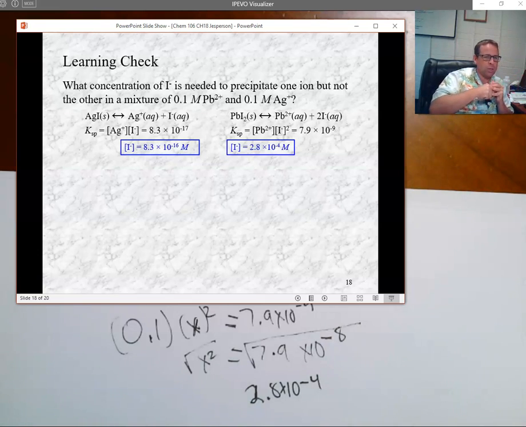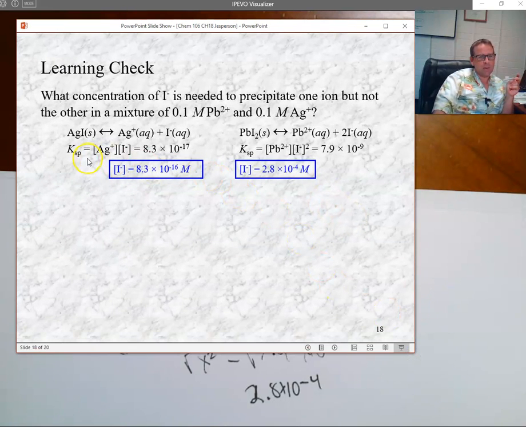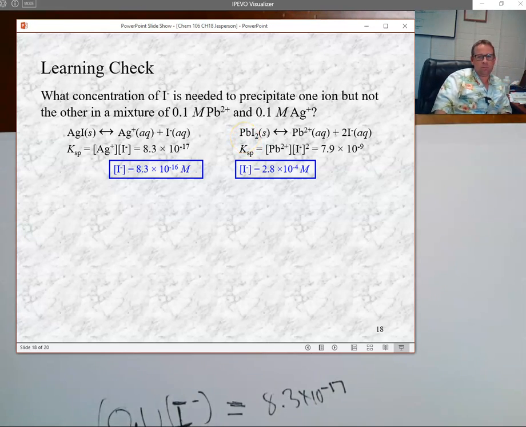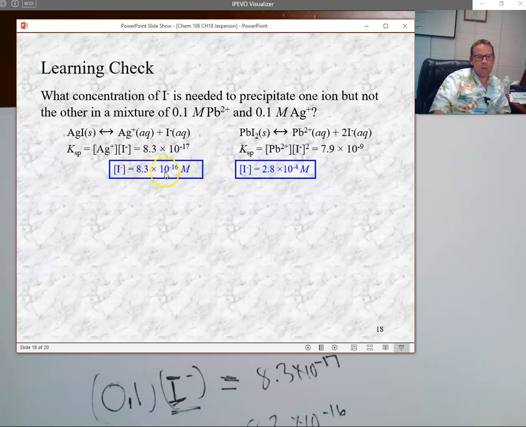So, Sarah, which is going to precipitate out first? If we gradually increase the iodide concentration, which is going to precipitate out first? So would that be silver? That's right. Because you only need 8.3 times 10 to the minus 16 molar iodide ion to precipitate out the silver. But you need 2.8 times 10 to the minus 4 to precipitate out the lead. So, any concentration above 8.3 times 10 to the minus 16 and below 2.8 times 10 to the minus 4 would precipitate out the silver and leave behind the lead.